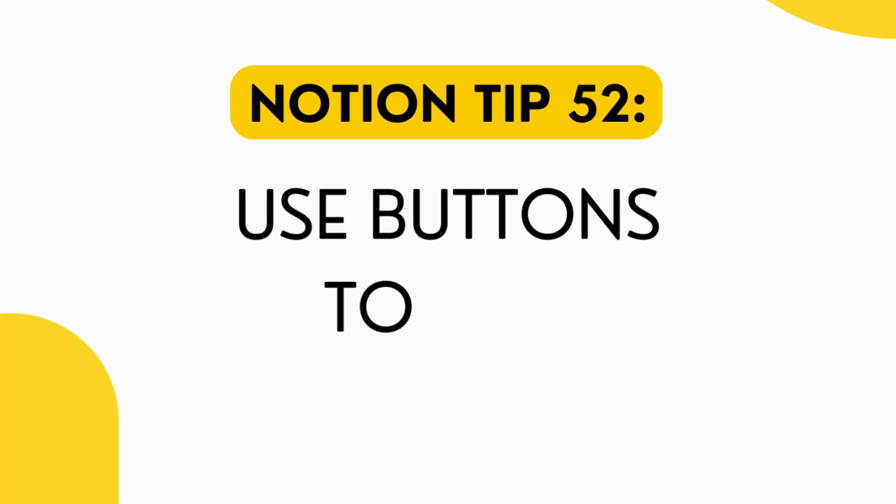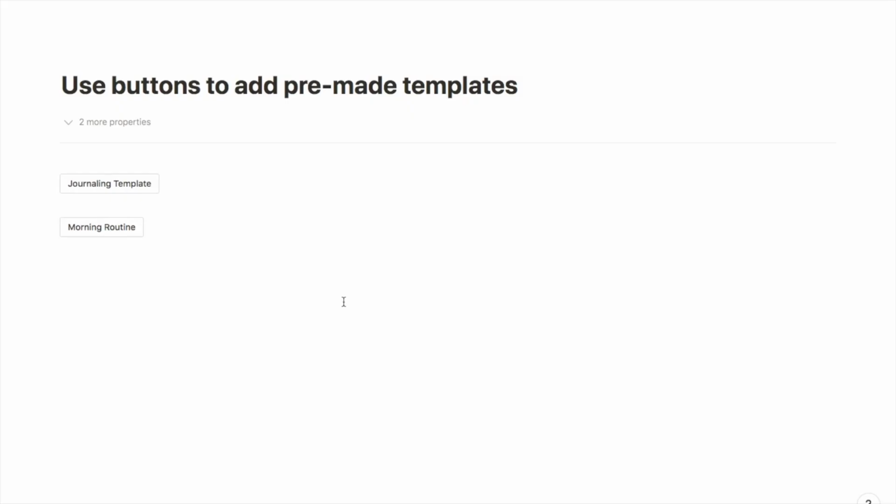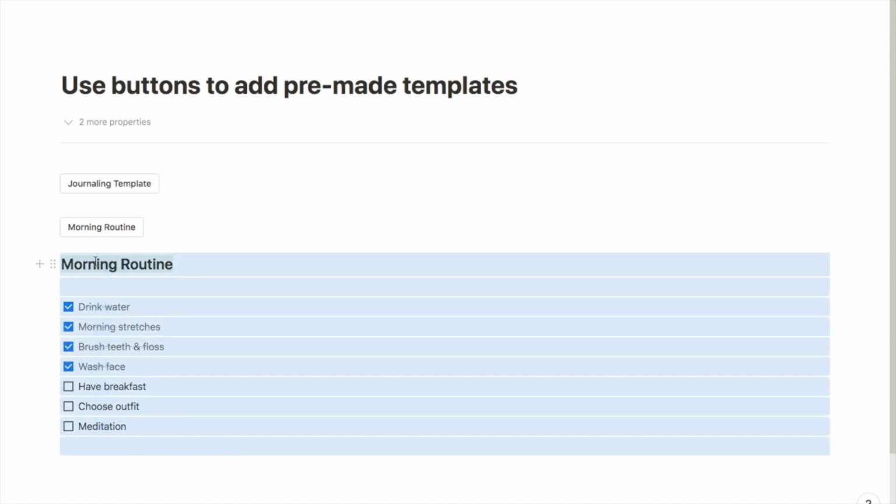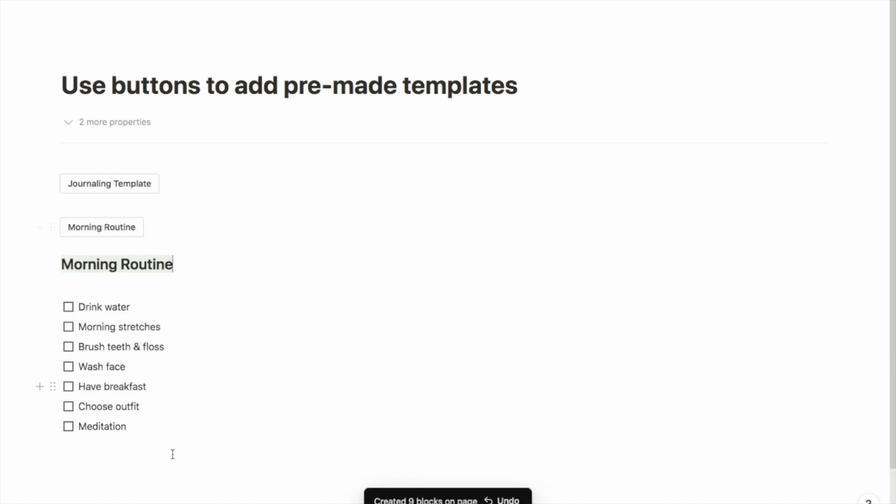Another tip that will help speed up your processes within Notion is creating buttons like these that add in pre-made templates. So for example, let me just click this morning routine template, and as you can see, I have a little to-do list with all of the things that I like to do every single morning. So every morning I can generate this block, then I can tick off the things on the list, and I can delete it once I'm done. Then the next morning I can do the same thing.